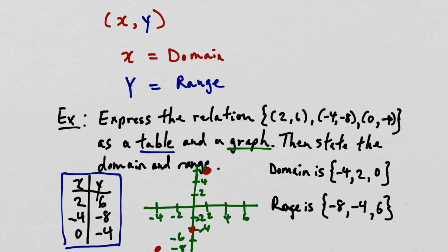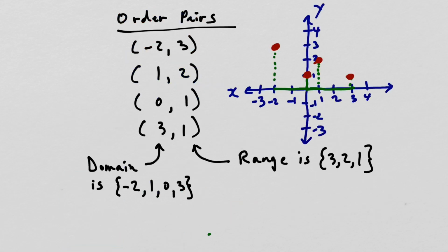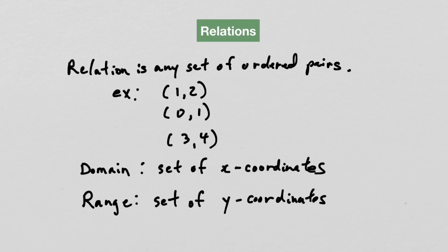Okay, so just to recap, going back to the beginning here, the first word you need to know is relation. A relation is any set of ordered pairs. Then the next word you need to know is domain, which is a set of x coordinates. Those are the x values of a coordinate. And then the last word you need to know is range, the set of y coordinates. (x, y) is the same as (domain, range).